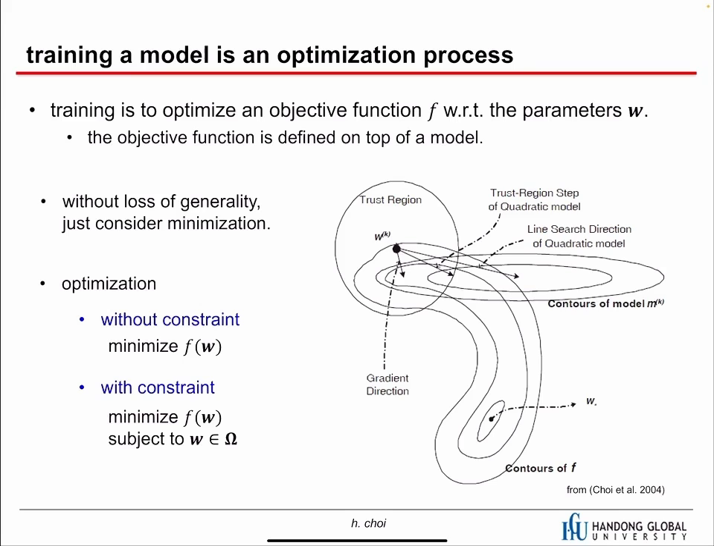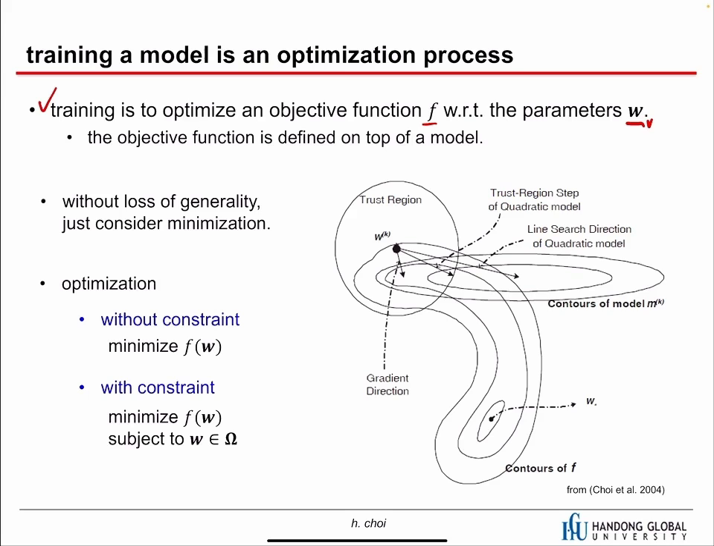So optimization is a crucial part of deep learning and machine learning. Training a model is an optimization process. Training is to optimize an objective function f with respect to the parameters w. W is a vector. I know in a neural network we have some matrices and vectors, but we can vectorize all the parameters. So we have many matrices and vectors, but anyway, we can put all these parameters into one single vector. So let's assume that we have one vector w as a parameter.